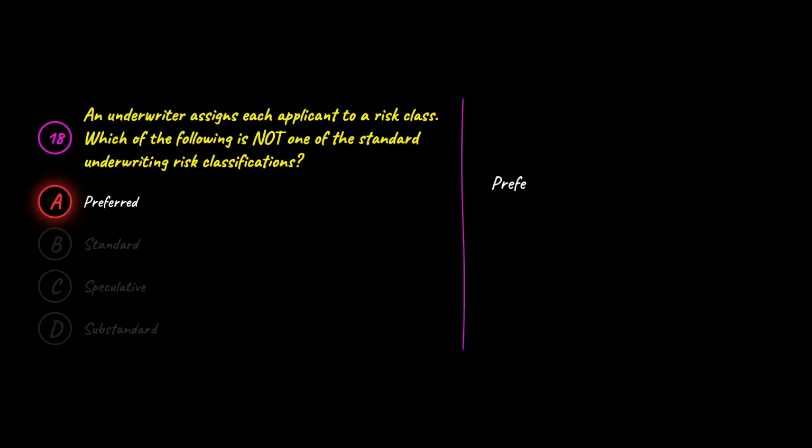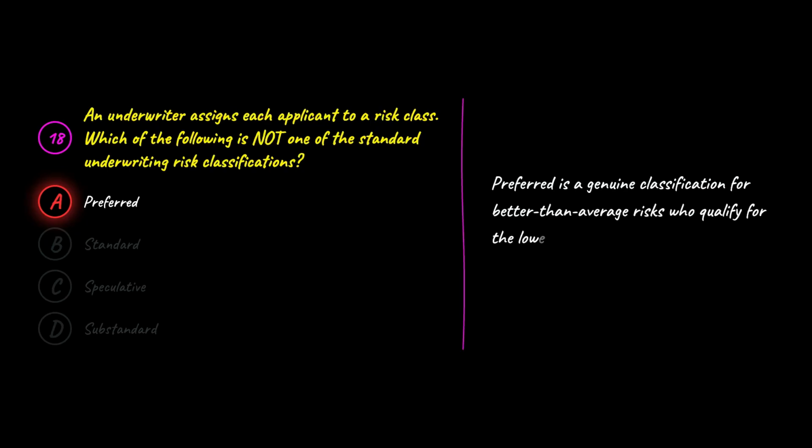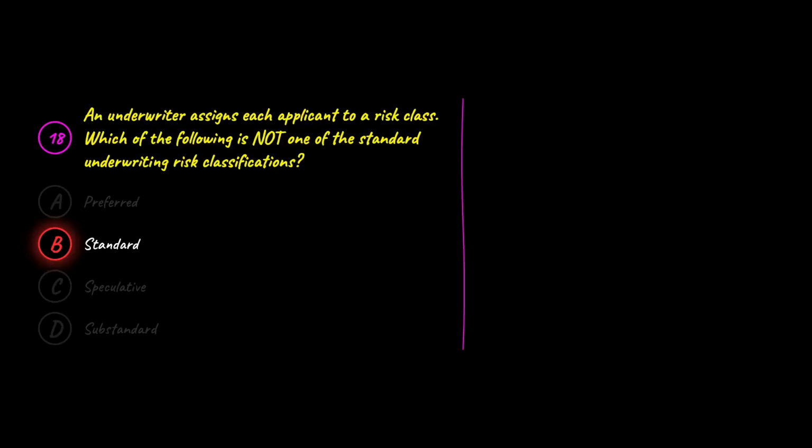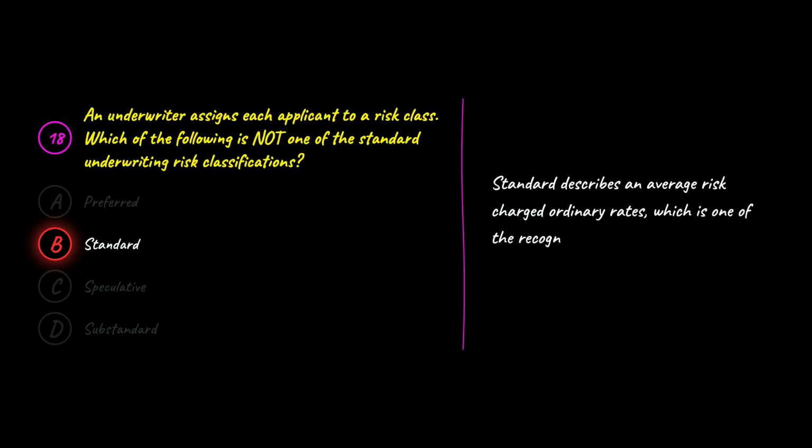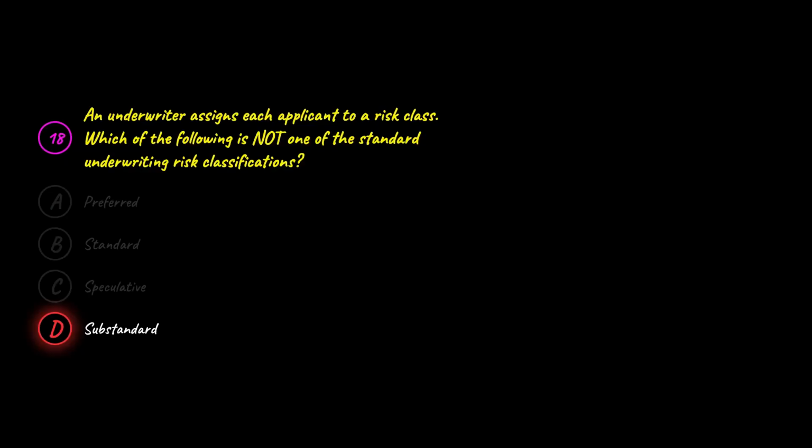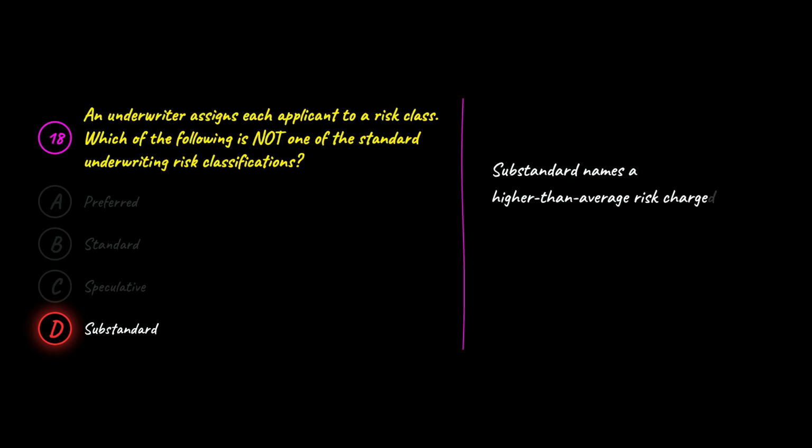A is wrong because preferred is a genuine classification for better than average risks who qualify for the lowest rates, so it cannot be the exception sought. B is wrong because standard describes an average risk charged ordinary rates, which is one of the recognized underwriting classes rather than an imposter. D is wrong because substandard names a higher than average risk charged a rated premium, making it a legitimate classification and not the term that does not belong.